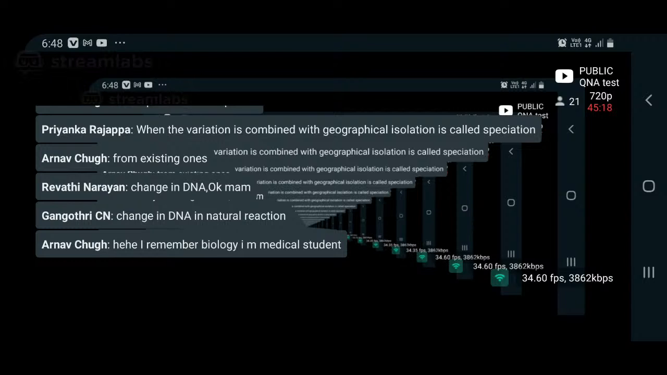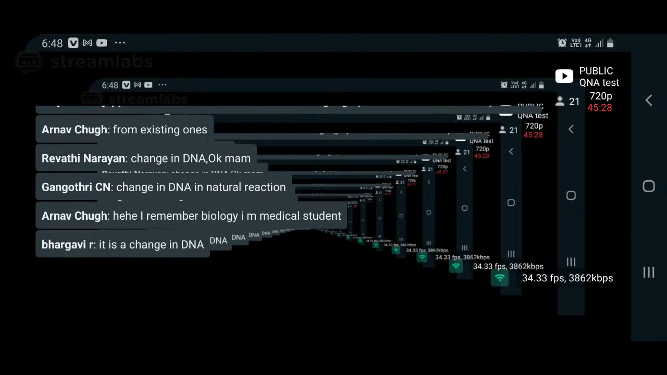I'll repeat. Speciation is the process by which a new species develops from the existing species. The causes are geographical isolation, genetic drift, natural selection, and change in DNA.